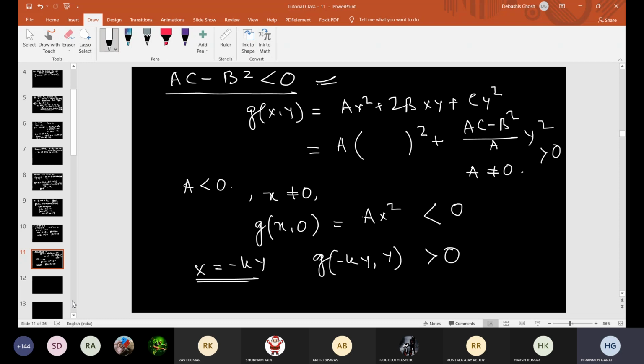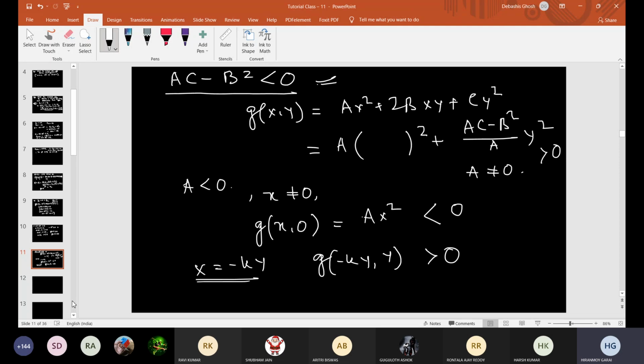So that's why, for ac minus b square of course not equal to 0, either it is positive or negative. For positive, we get two cases, a is positive or a is negative, and depending on that we get the maximum or minimum. And for the negative case, if ac minus b square is negative, then we must get that point to be a saddle point. That is the criterion we are going for. But the detailed explanation I could not recall.